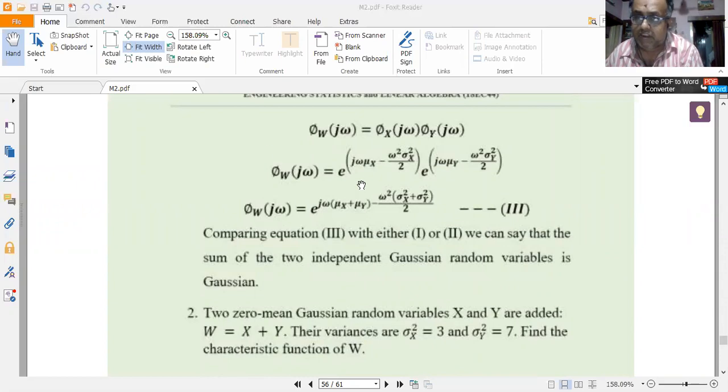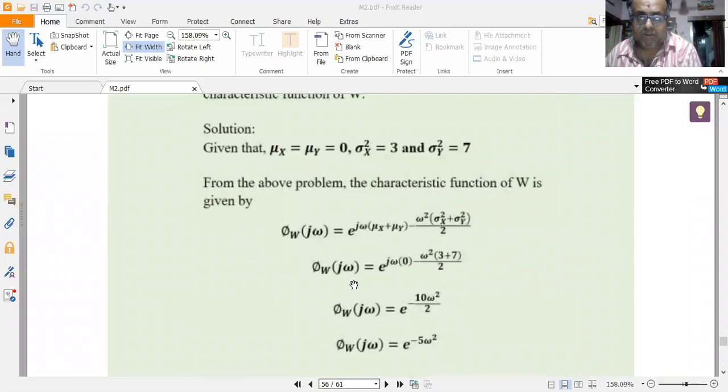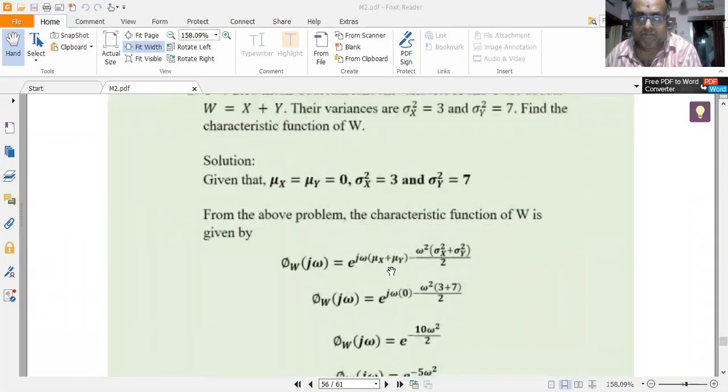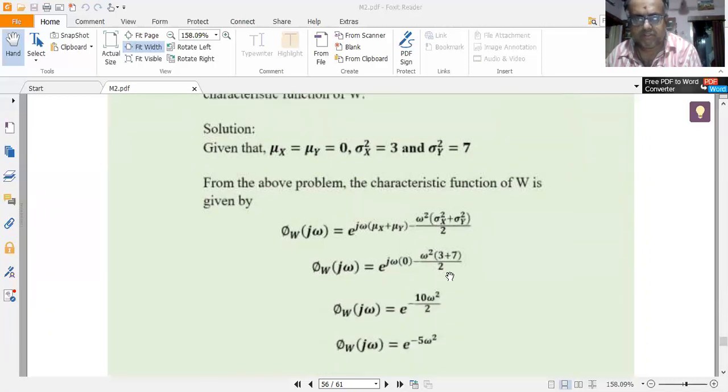Which I have derived in problem 1. Now substitute the values of mu x, mu y, sigma x squared and sigma y squared. Mu x is equal to 0, mu y is equal to 0. He has already mentioned this in the problem statement. Substitute sigma x squared and sigma y squared equal to 3 and 7 respectively.